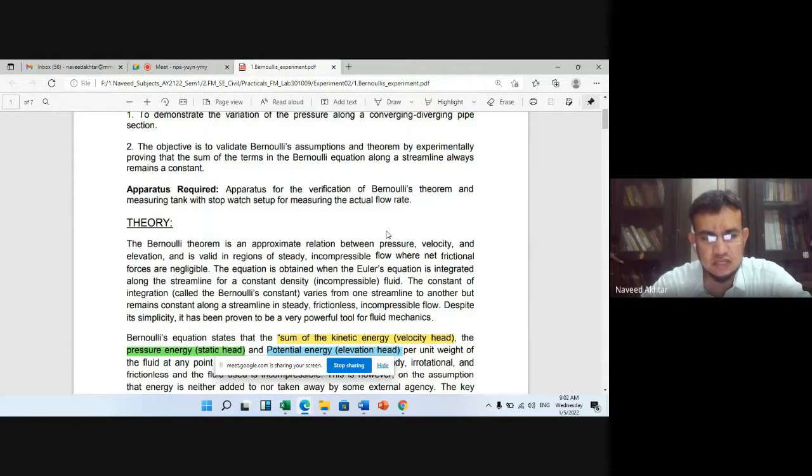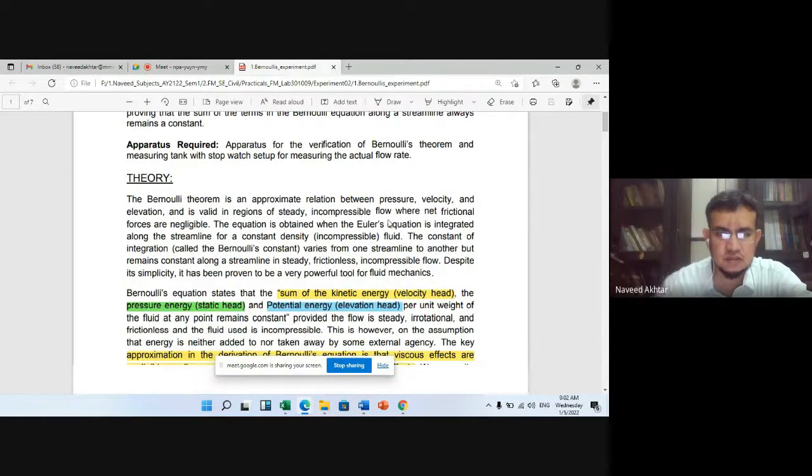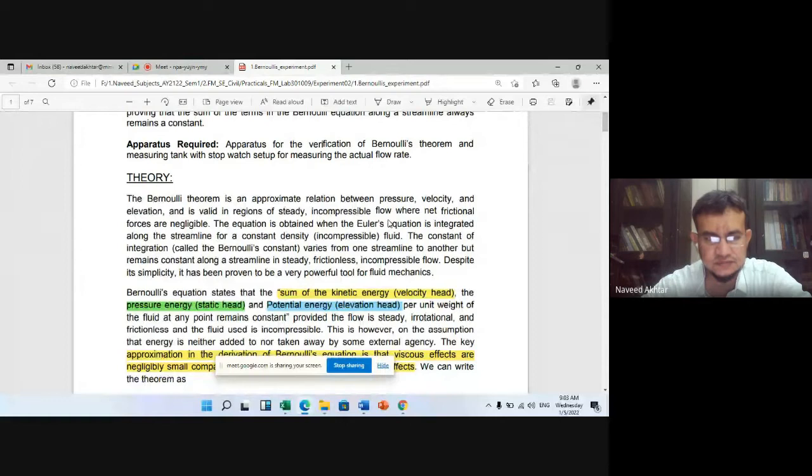Bernoulli's theorem is an approximate relationship between pressure, velocity, and elevation, and is valid in regions of steady, incompressible flow. Steady means not changing with time, and incompressible means the fluid is not compressible. Frictional forces are negligible, and viscosity is not considered. The equation is obtained when Euler's equation is integrated along the streamline for a constant density, incompressible fluid. The constant of integration, called Bernoulli's constant, varies from one streamline to another, but remains constant along a streamline in a steady, frictionless, incompressible flow.